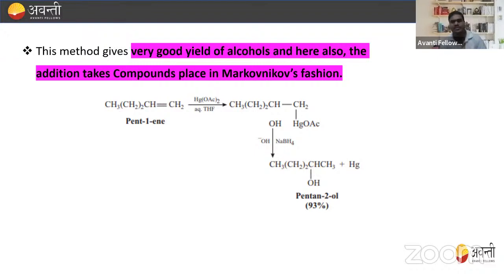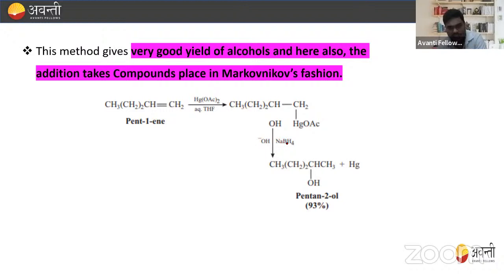For example, if you consider CH3CH2CH=CH2 in the presence of mercuric acetate, this will produce a negative part and a positive part. So the negative part goes to which carbon atom? The negative part goes to the carbon atom which contains the lesser number of hydrogens on the double bond. So this will become HgOAc.